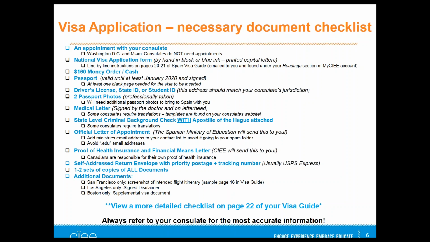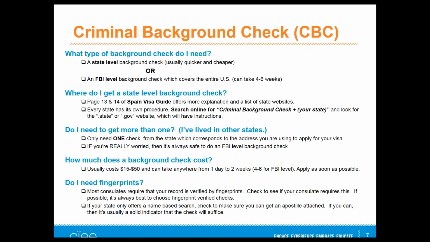Okay, so I'm going to go a little bit more in depth into some of the more complicated documents for everybody. So the first one is going to be the background check or your police record. So it's important to know what type of background check you're going to need. Criminal background checks are available at the local, the state, and federal levels.